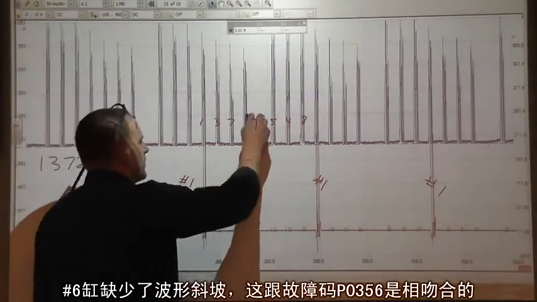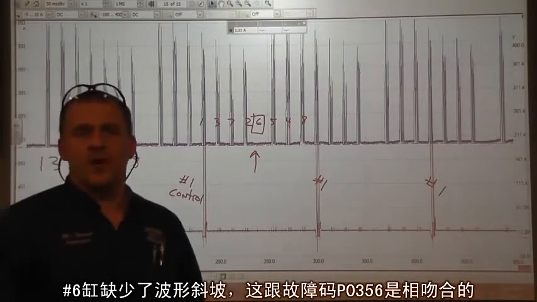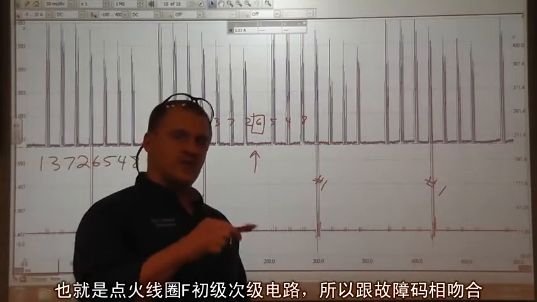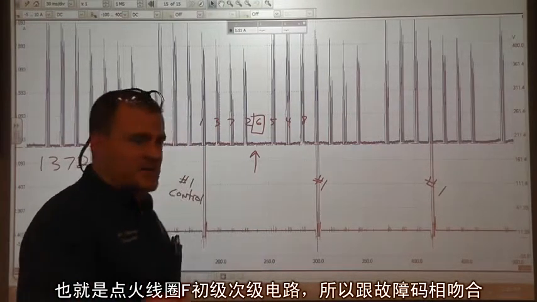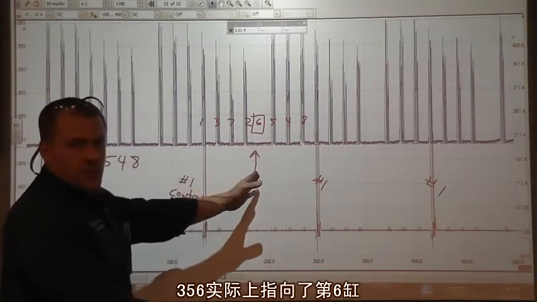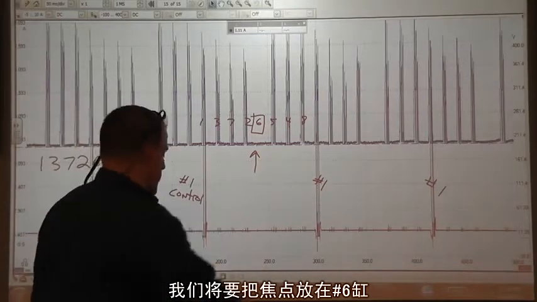Cylinder number 6 has a missing ramp. That matches our trouble code, our P0356 trouble code, which is ignition coil F, circuit primary secondary. That matches that code, and so that 356 is in fact pointing to cylinder number 6. Cylinder number 6 is where we're going to focus.